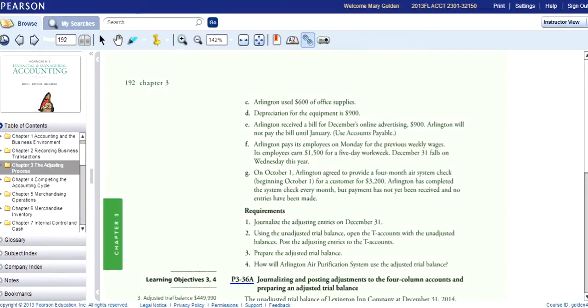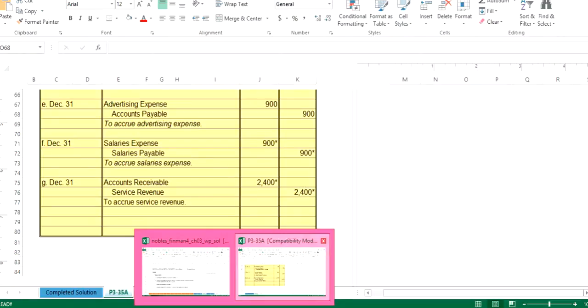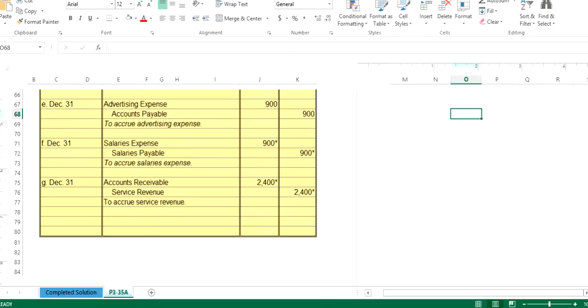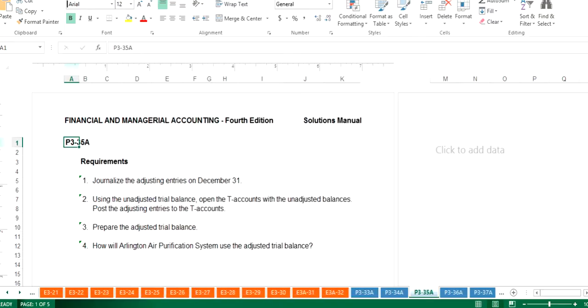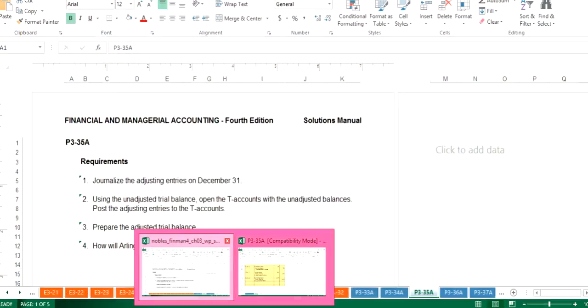And then on G, it says on October 1st, Arlington agreed to provide a 4-month air system check beginning October 1st for a customer for $3,200. Arlington has completed the system check every month, but payment has not yet been received, and no entries have been made. Okay, so we've actually earned some revenue, so we need to record it. Sorry, I'm going to go back to the question real quickly.